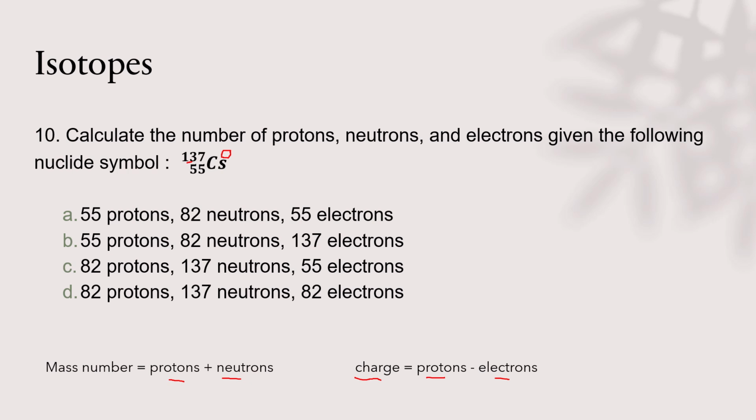All right, so going to solve for this. Remember, with nuclide symbols, it's really nice that they are set up like this because first off, this number 55 here gives us the number of protons.